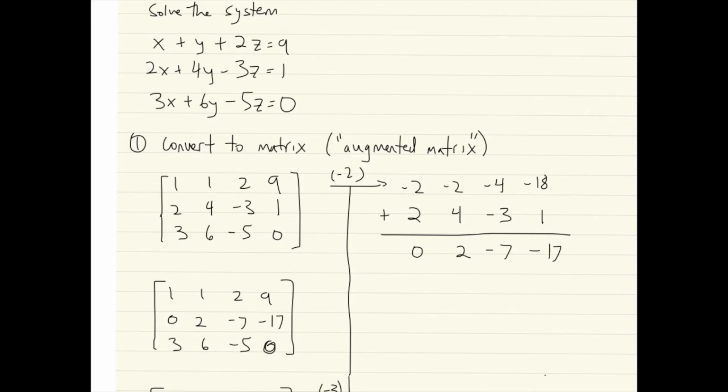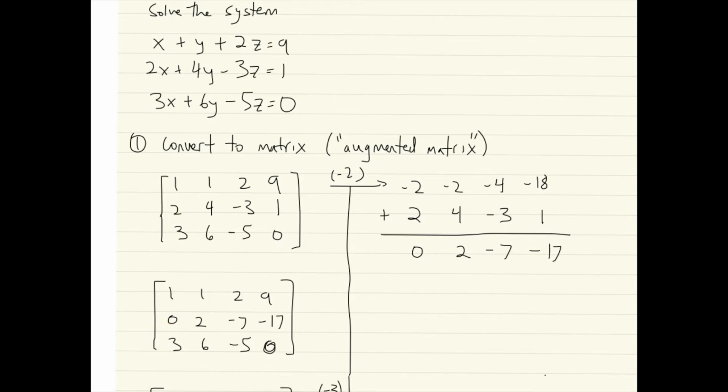So now what we want to do is, we've got this pivot 1 already here, and we want to clear out the numbers below it to make them zeros. So we want to clear out this 2 and clear out this 3 to turn them into 0.